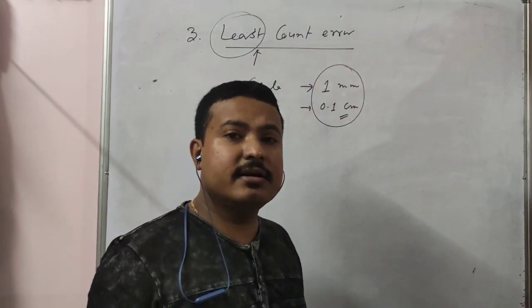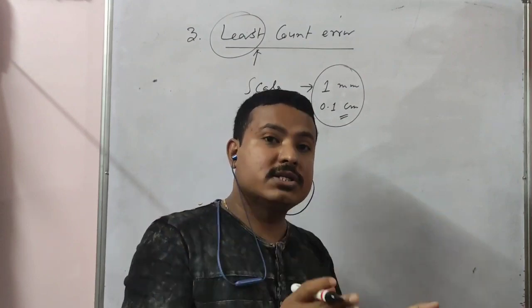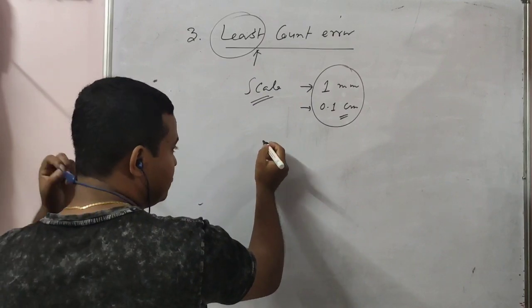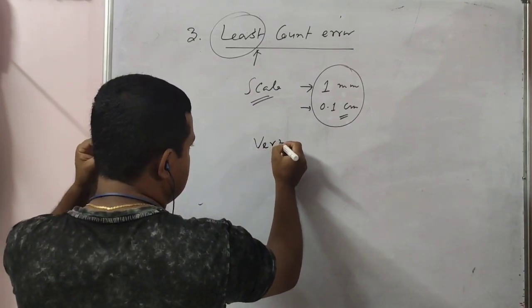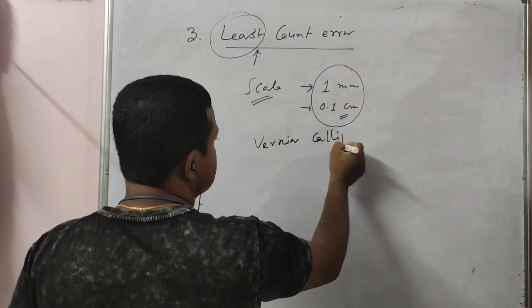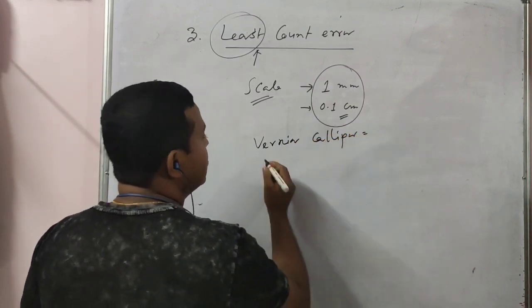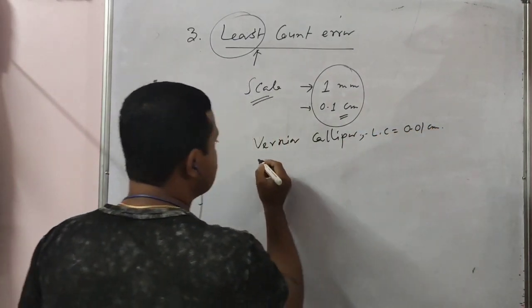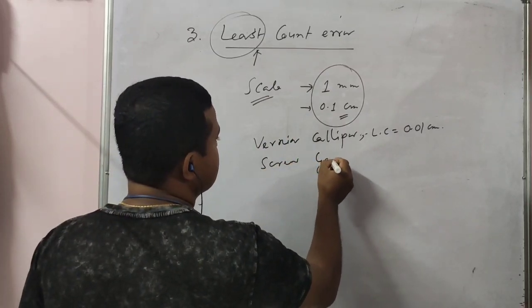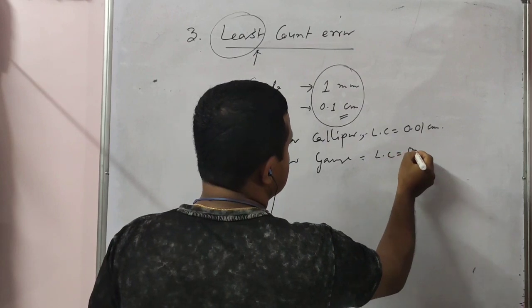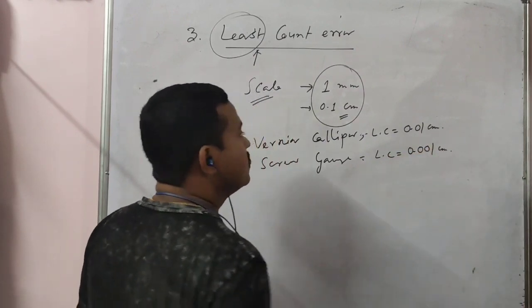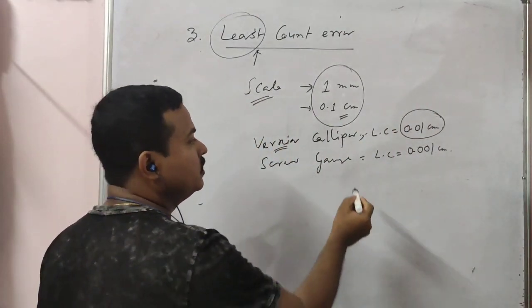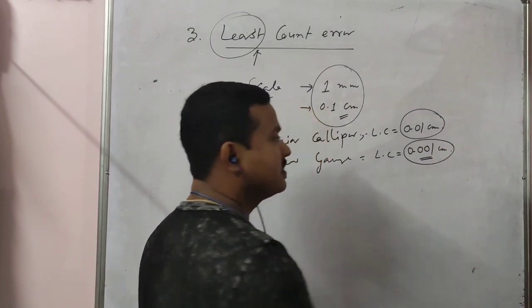We have certain other devices by which you can measure lengths which are less than 1 millimeter. Say for example, we have vernier calipers. You will get them in practicals. The vernier calipers, its least count is 0.01 centimeter. We have screw gauge, and its least count is what? 0.001 centimeter. So with vernier calipers you can measure up to 0.01 centimeter, and with screw gauge you can measure up to 0.001 centimeter.